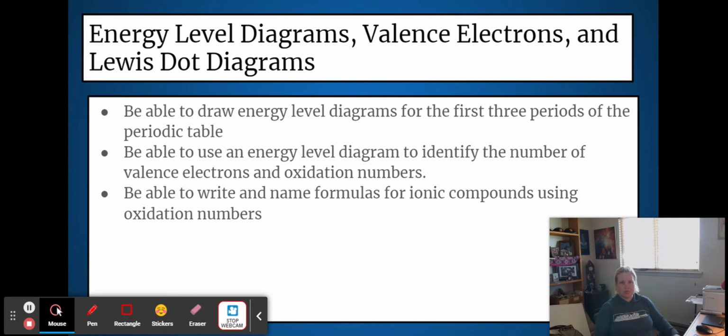Good afternoon. So this is going to be your asynchronous version of the lesson where we're going to be learning about energy level diagrams, valence electrons, and Lewis dot diagrams.